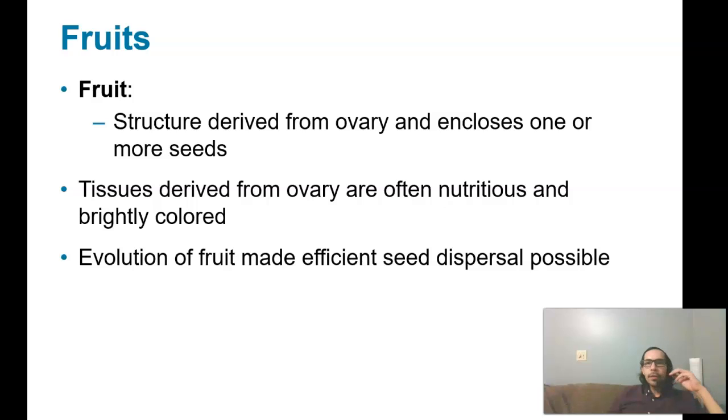So the evolution of fruit is what made efficient seed dispersal possible in plants, just like the evolution of flowers made efficient pollination possible. It makes it more efficient to disperse the seeds because the fruits have the seeds within them, and if animals eat the nutritious part of the fruit, then they'll disperse the seeds when they exit through their feces.